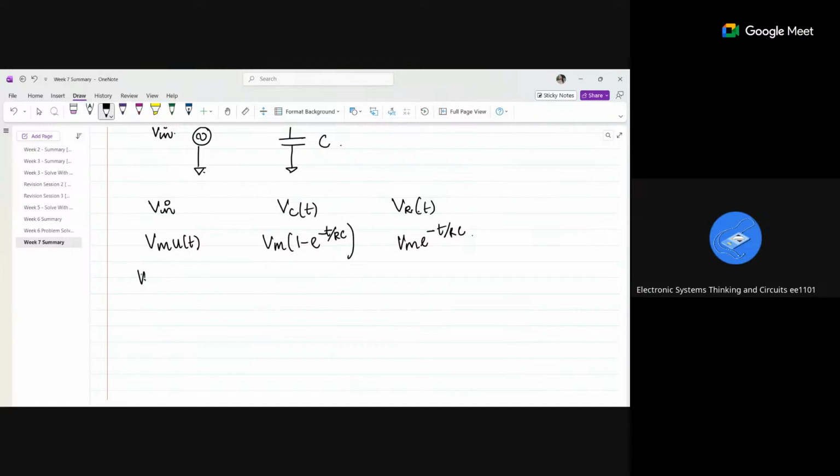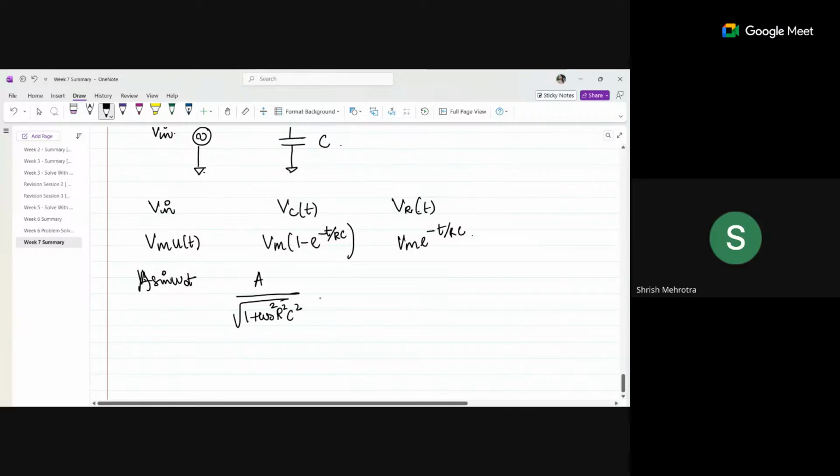Once this one is A sine omega naught t, what about my VC of t? A upon under root 1 plus omega naught square R square C square into sine of omega naught t minus phi.